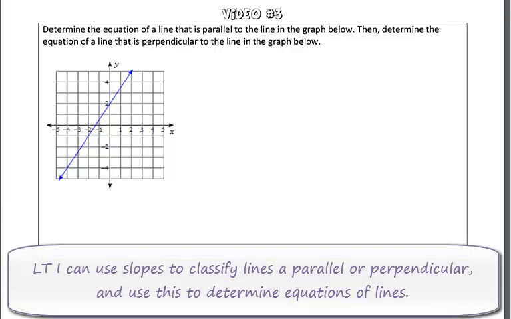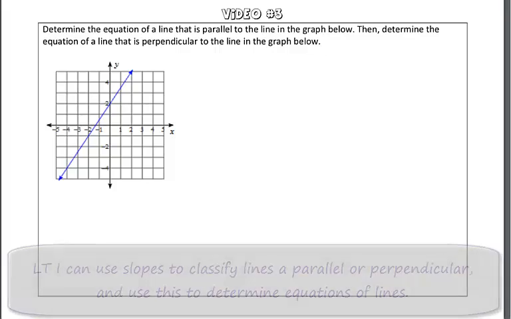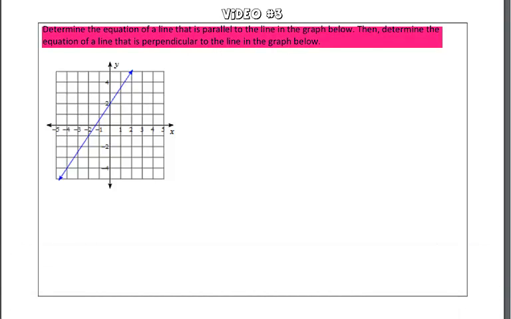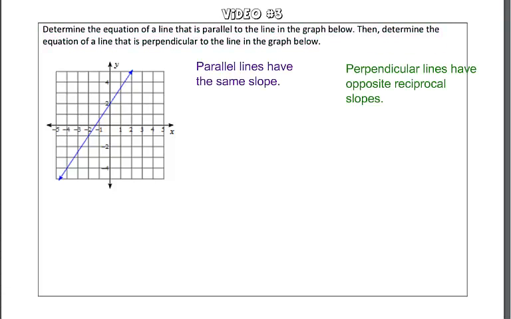Helms, and by the end of this video, you should be able to determine equations of lines that are parallel or perpendicular to a given line. So in this first question, we're asked to determine the equation of a line that is parallel to the line in the graph below, and then we're also asked to determine the equation of a line that is perpendicular. So what we learned previously is that parallel lines have the same slope, and perpendicular lines have opposite reciprocal slopes.